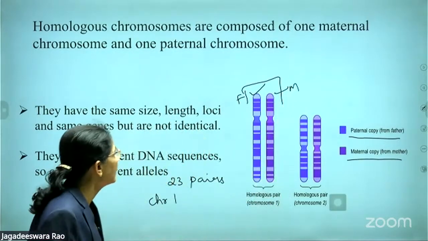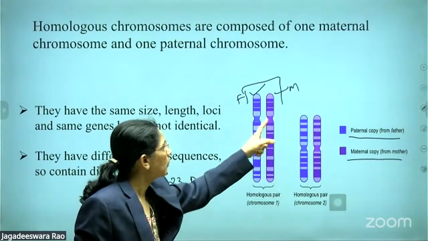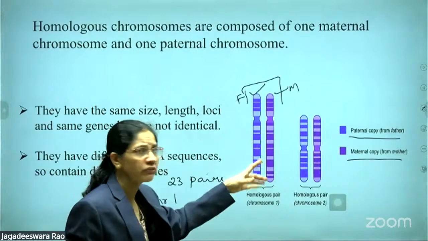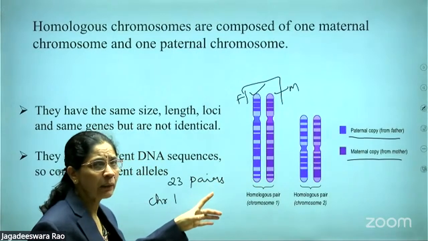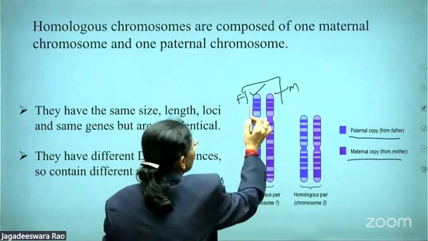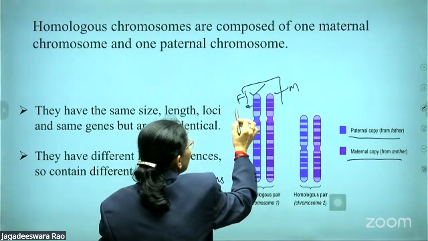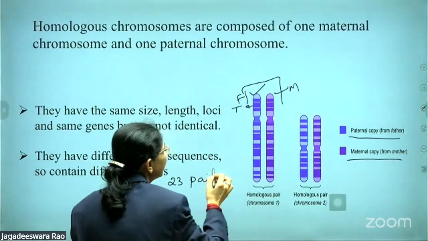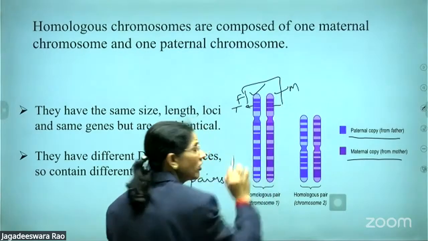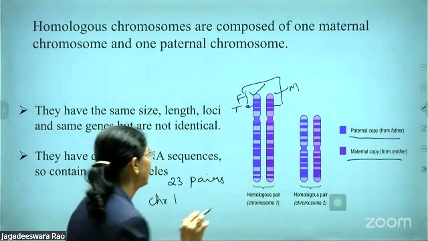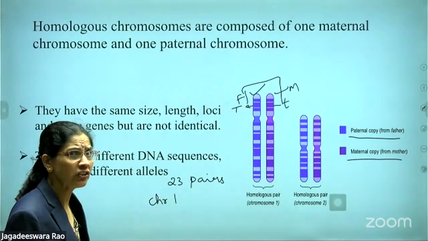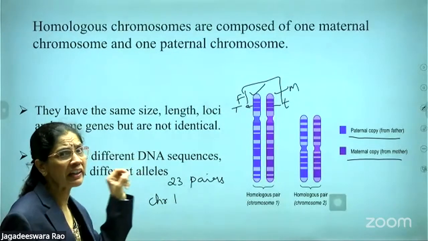Both have the same height. Then the position of the centromere is also at the same place. You can see the length of the chromatids, you can see both the arms. Here the position of the genes also. If this is the gene responsible for tallness, here it can be tallness or dwarfness. That means it is for the character called height. It can be similar or dissimilar, but the position of the gene is for a particular character.